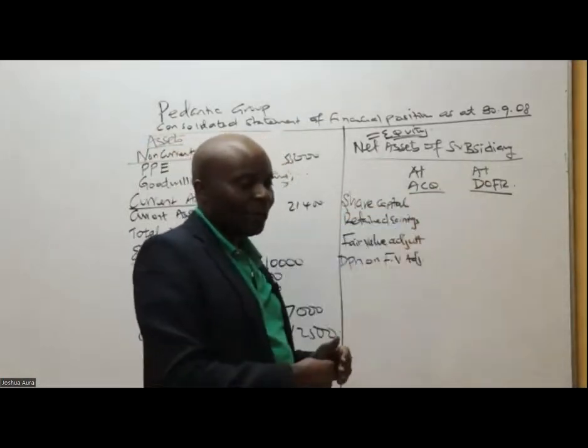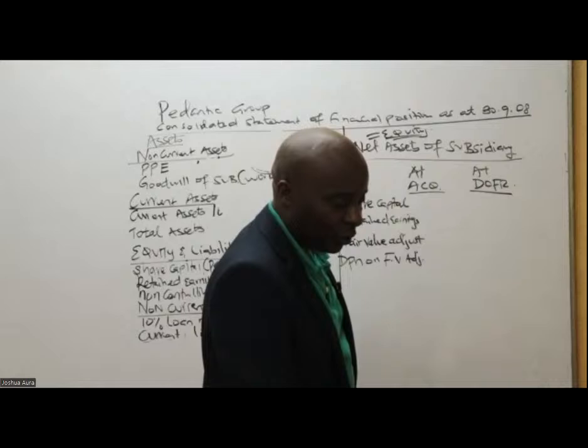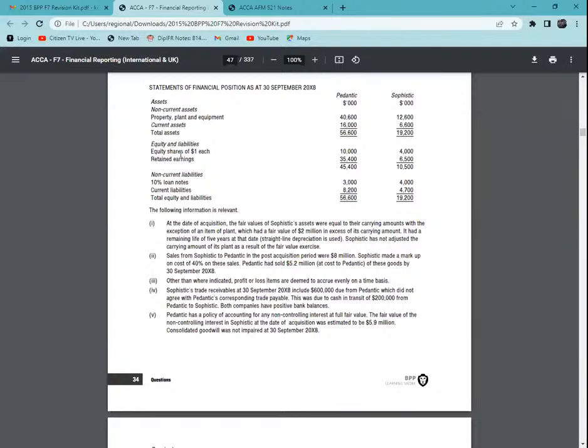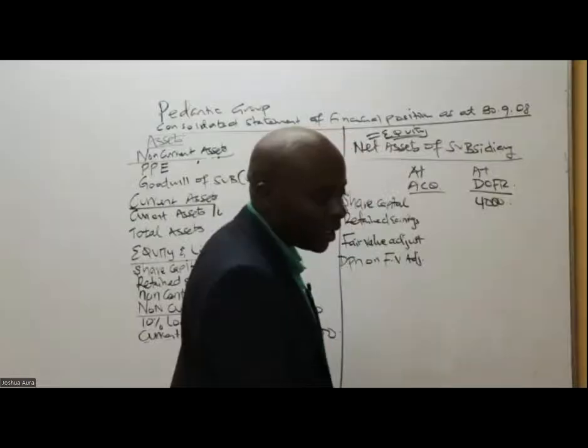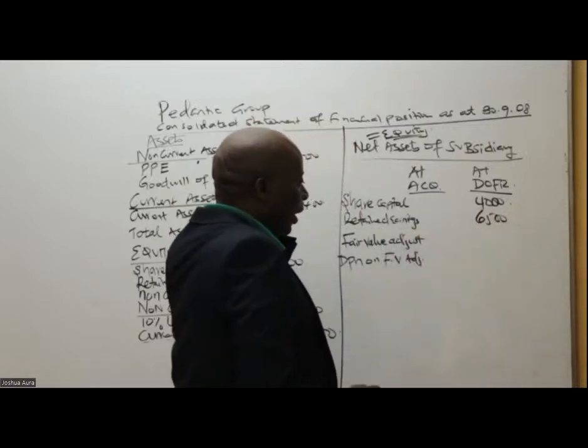You start with this. Share capital of which company? Subsidiary. Share capital of the subsidiary at the date of financial reports. Looking here, it is here, equity shares. And I see here the subsidiary Sophistic had how many equity shares? Somebody: it had 4,000. Thank you so much. From there, retained earnings of the subsidiary at reporting is 6,500. Great. At the date of financial reporting it is 6,500. Fair value adjustment.